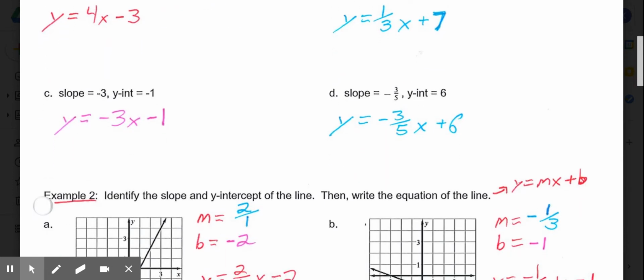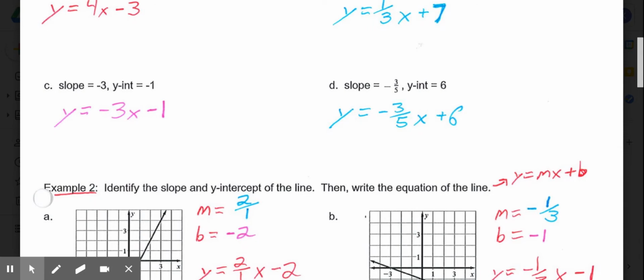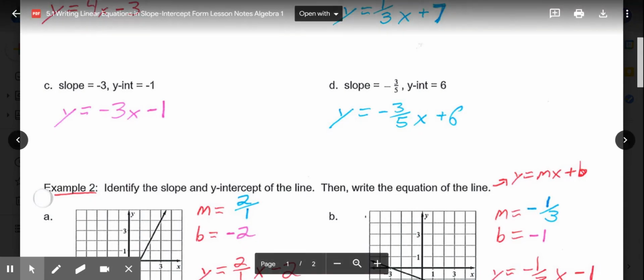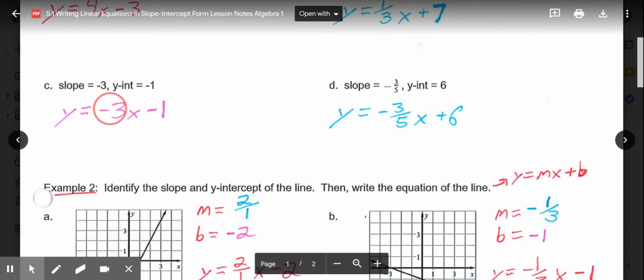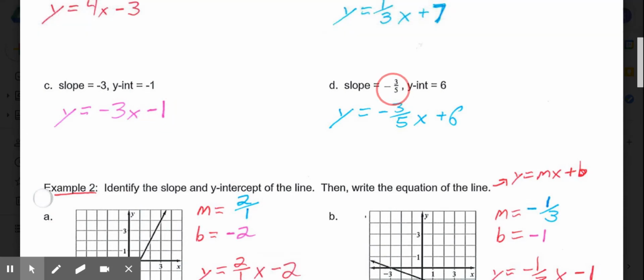In part C, slope of -3, y-intercept of -1. So the slope gets attached to x, y-intercept on its own. So our equation, y equals -3x minus 1. And our last one, part D, slope is a -3/5, y-intercept +6. So y equals a -3/5 x plus 6.